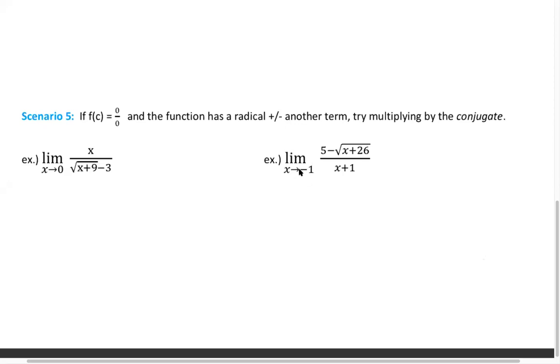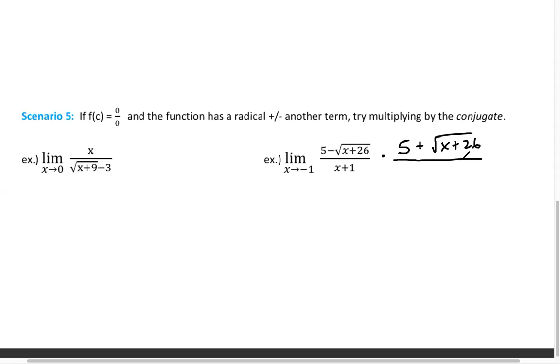We have the limit as x approaches -1 of 5 minus root x plus 26 over x plus 1. If you plug in this limit of -1, you will get 0 over 0. So this time we have a situation where we can multiply by the conjugate in the numerator because we have a radical: 5 minus the square root of x plus 26, okay? So remember, you have a term, a sign, and then a term. We're going to change this minus between these two terms to a plus. That is going to be the conjugate. So we're going to multiply by 5, but instead of minus, plus the square root of x plus 26.